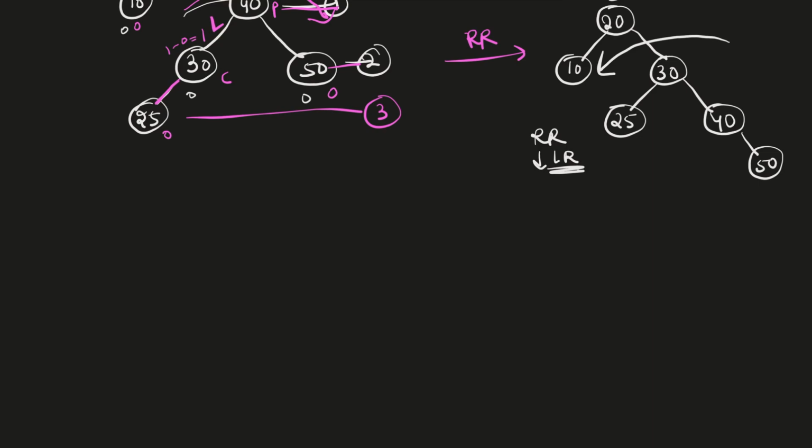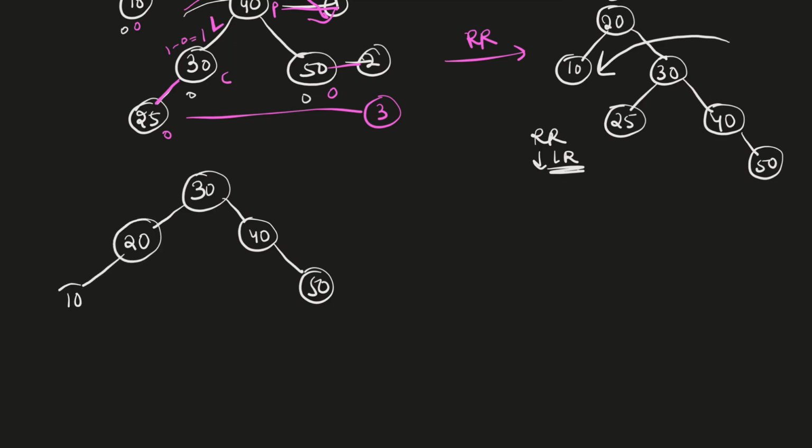Now 30 would be at the top and right side of 30 we are having 40, right side of 40 it is 50, and left side of 30, 20 would come, left side of 20, 10 would come, and this 25 would come and join here, because at the end it has to satisfy the BST properties.